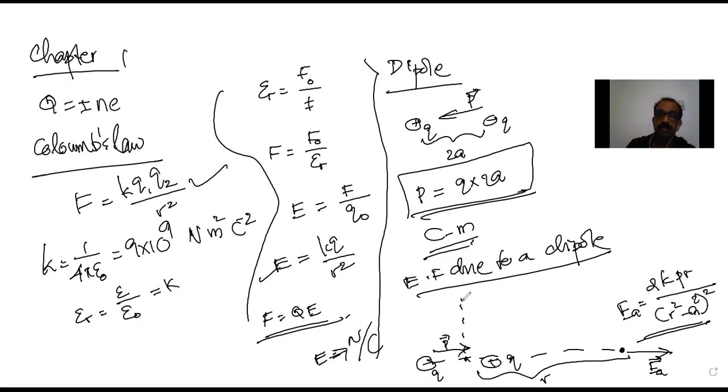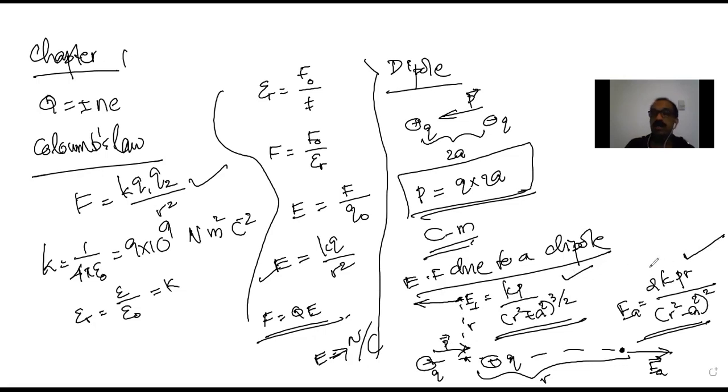Whereas you consider another point, which is on the perpendicular bisector or equatorial line of the dipole. At this point, the electric field will always be anti-parallel to the dipole moment, that is opposite to the dipole moment. The value of electric field at this point is kp divided by (r squared plus a squared) the whole raised to 3 by 2. So both the equations you should memorize: the expression for electric field at a point on the axial line and at a point on the perpendicular bisector.